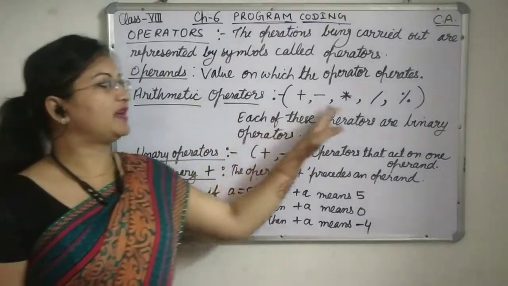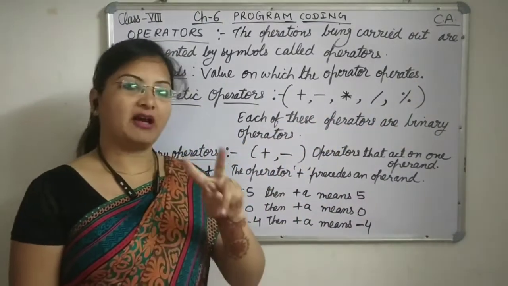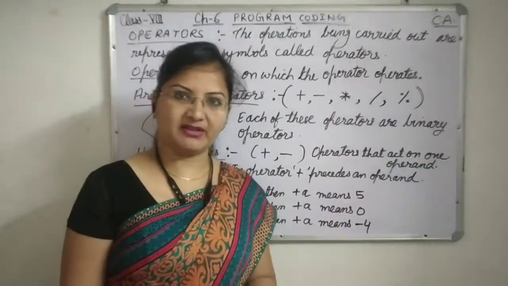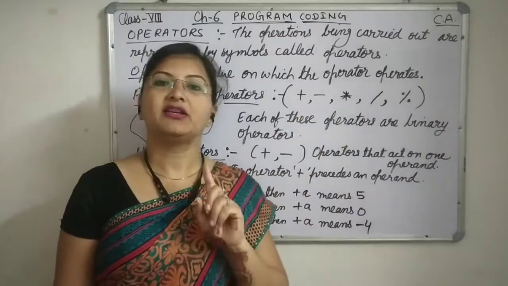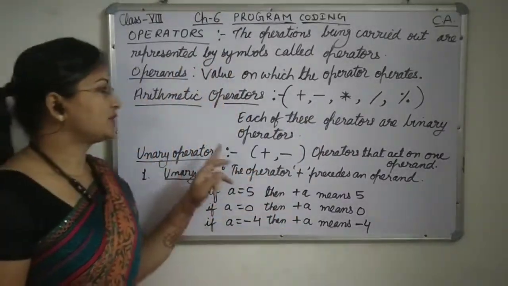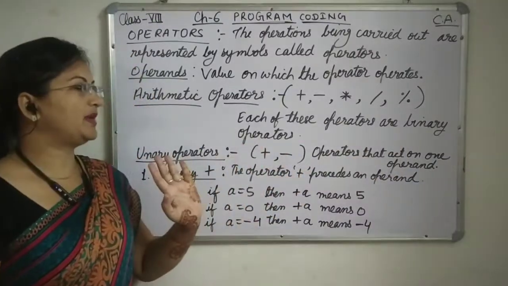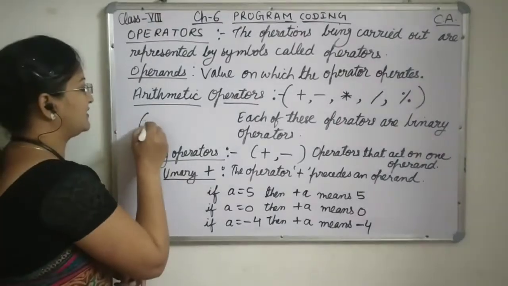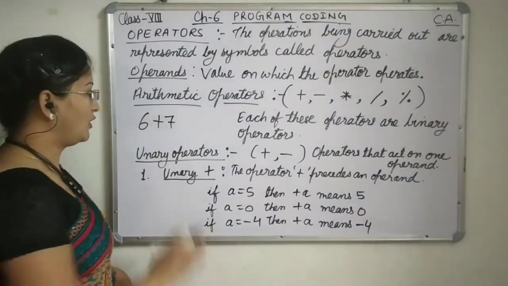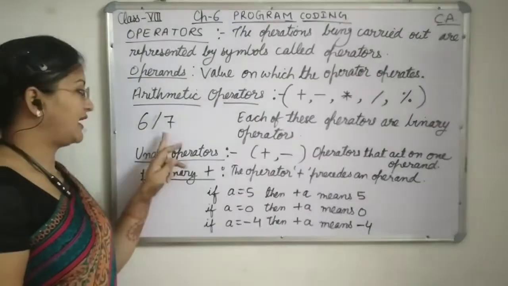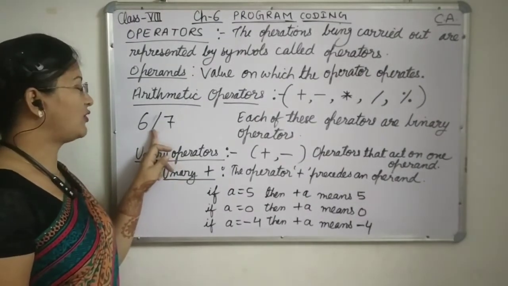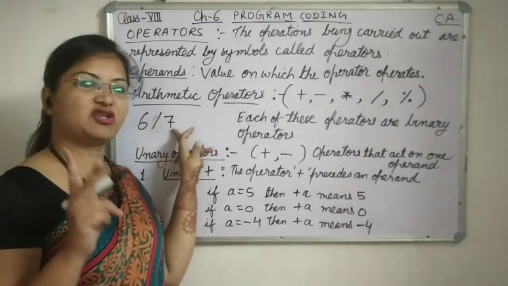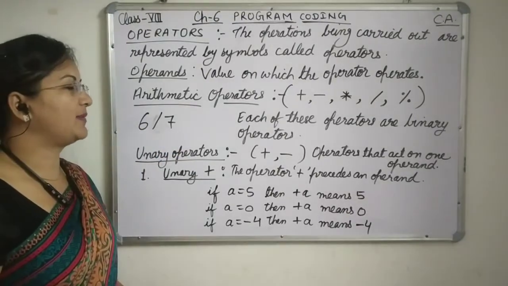Okay, so these operators are actually binary operators, but out of these, 2 are unary also. Got it? All these 5 are binary operators, but plus and minus are unary operators also. So students, each of these operators is a binary operator because it needs 2 operands. Two operands means if I write 6 plus 7, you can see 2 operands are there and this is a symbol. Okay, so this is an arithmetic operator which applies on 2 operands. Binary means 2.